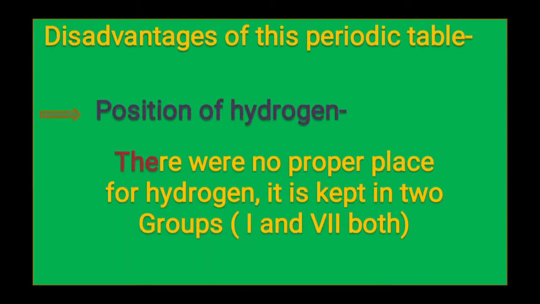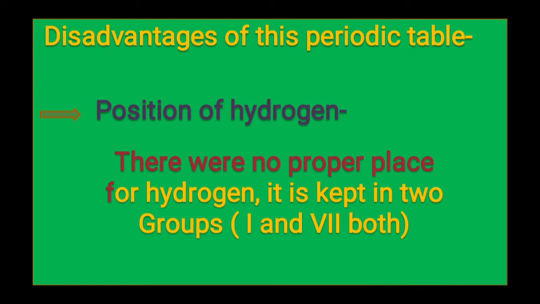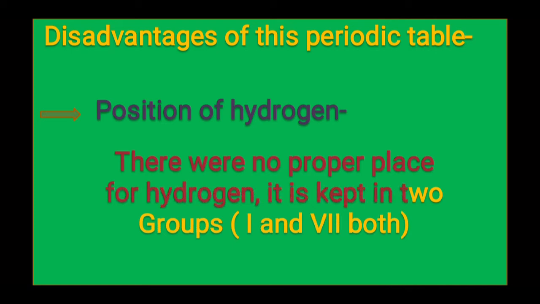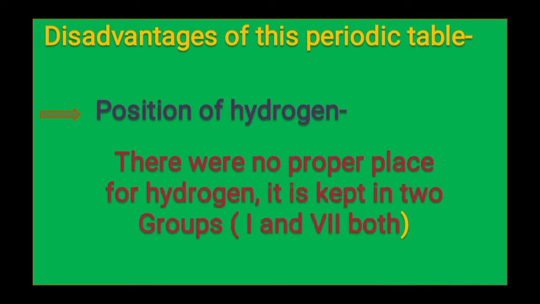Disadvantages of Mendeleev's periodic table. Position of hydrogen: there was no proper place for hydrogen. It is kept in two groups, along with metals and non-metals both, in group 1 or in group 7, or 17, with halogens.